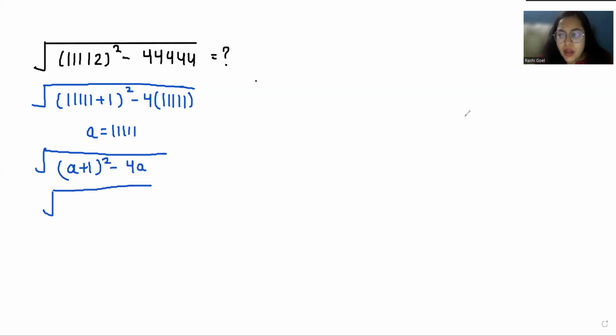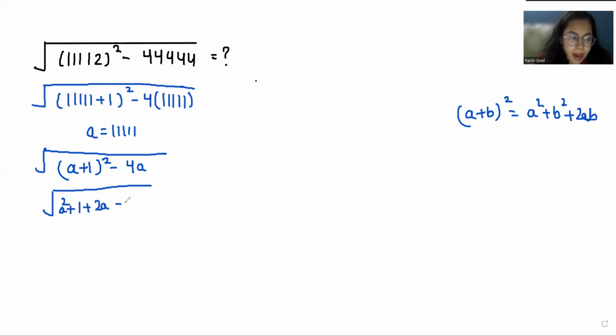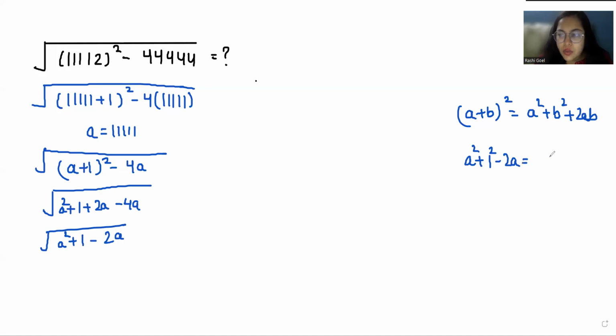Now here I'm going to use a very famous identity, that is A plus B whole square equals A square plus B square plus 2AB. So A square plus 1 square plus 2A minus 4A. So A square plus 1 square minus 2A. So A square plus 1 square minus 2A is equal to A square plus B square minus 2 times A times B. So it is the formula of A minus B whole square.